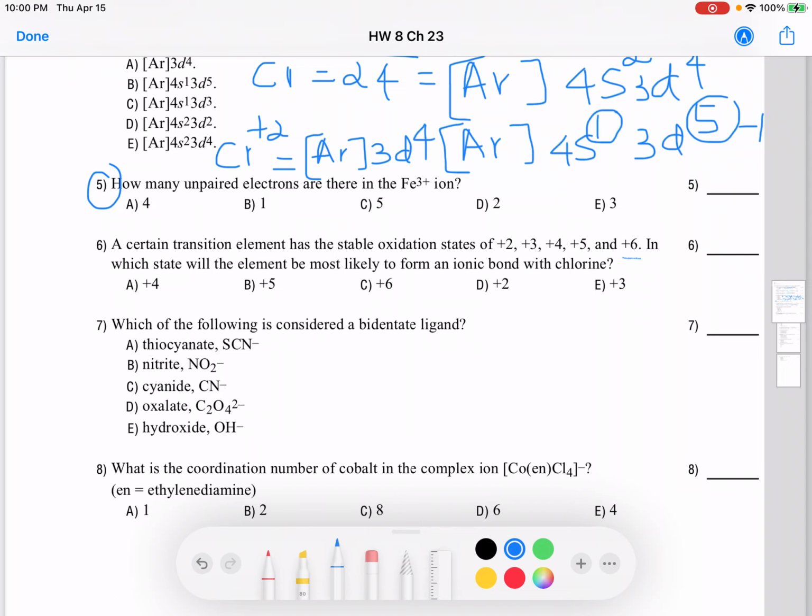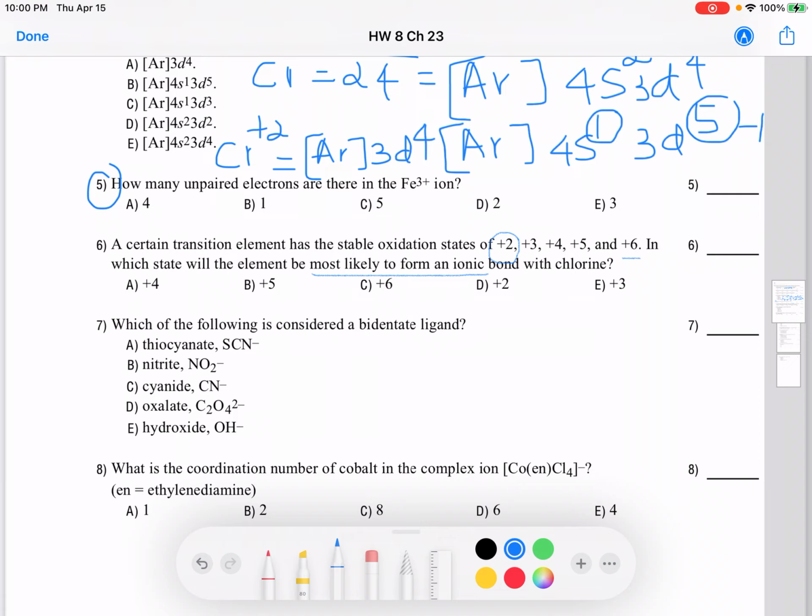Like with +6, it would form covalent bonding, but with +2, it would form ionic bonding. Okay, so most likely to form an ionic bond is with +2 ions. Which of the following is considered a bidentate ligand?